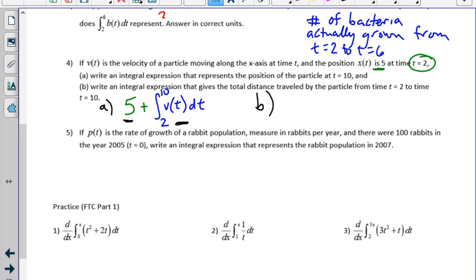Part B, write an integral expression that gives the total distance traveled by the particle from time 2 to time 10. Well, in that case, we would have to figure out everywhere that the particle ends up being negative and take the opposite values of that. Or we could use an absolute value, and I'll talk about that in a second. So we have 5 plus, let's just say that v of t in this problem has a graph that looks something like this. So the velocity is positive, and then it goes negative, and then it goes positive again. And let's just say that this is at 5 and this is at 8.